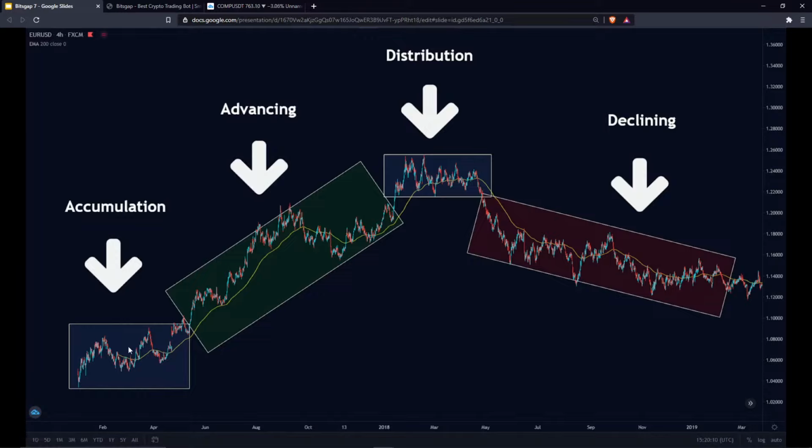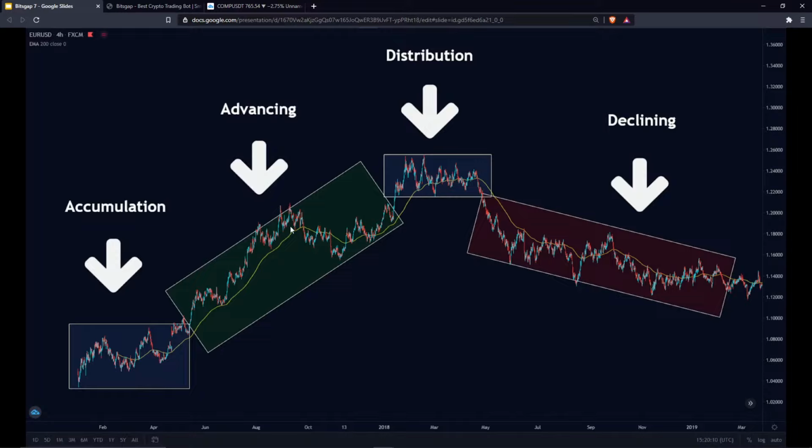This is where buyers and sellers are fighting for the price equilibrium, and basically this is when buyers kind of accumulate the position, and as soon as sellers lose the power, they can no longer withstand the pressure from the buyers. Then you see the breakout of the resistance, and the price now goes higher.